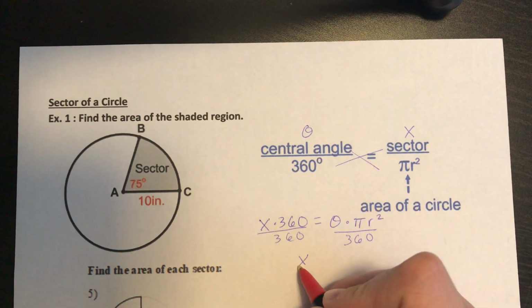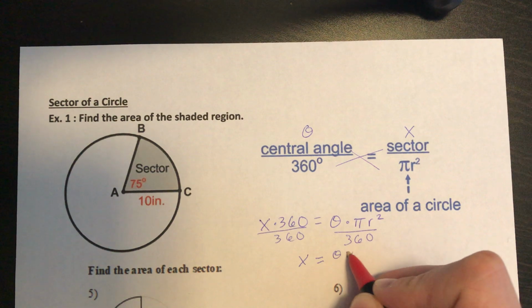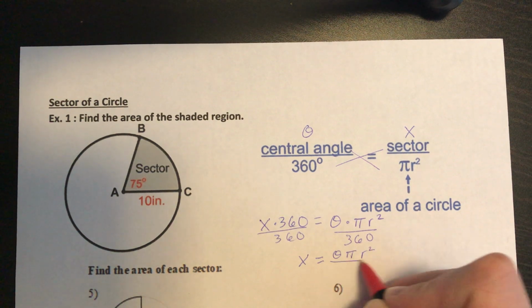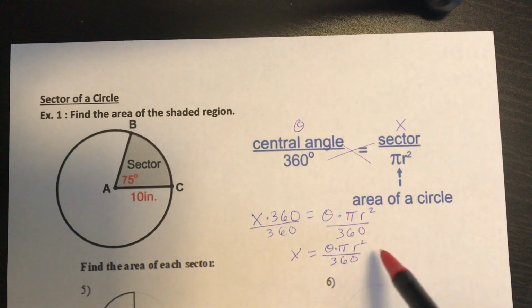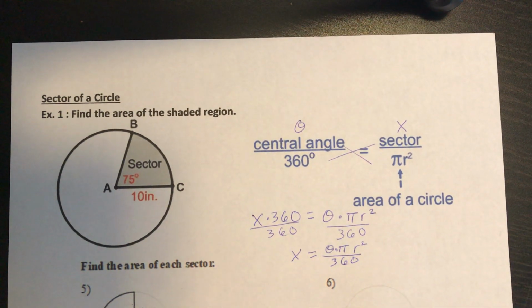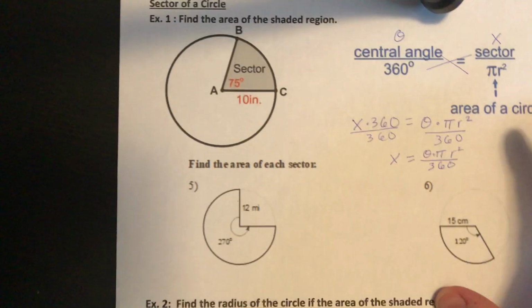okay? And so the formula that I'm using this time around is going to be my angle times pi r squared divided by 360. Okay, so this is the formula I can use every single time to find the area of a sector. Okay, so let's do an example.